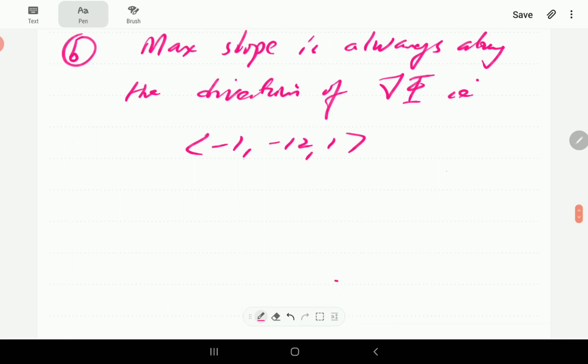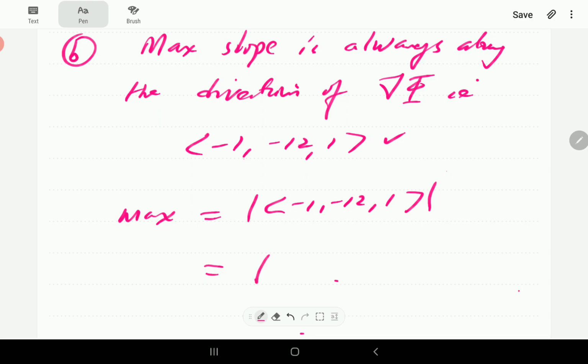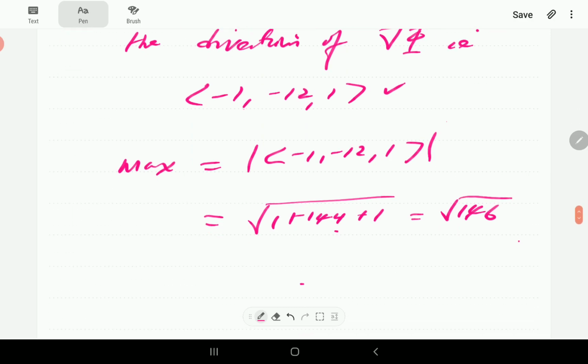So that answers the first question. What is going to be the magnitude of the slope? That is always going to be given simply by the magnitude of the gradient vector. So minus 1, minus 12, 1. So this is going to be 1 plus 144 plus 1. This is going to be square root 146. So that's going to be the slope.